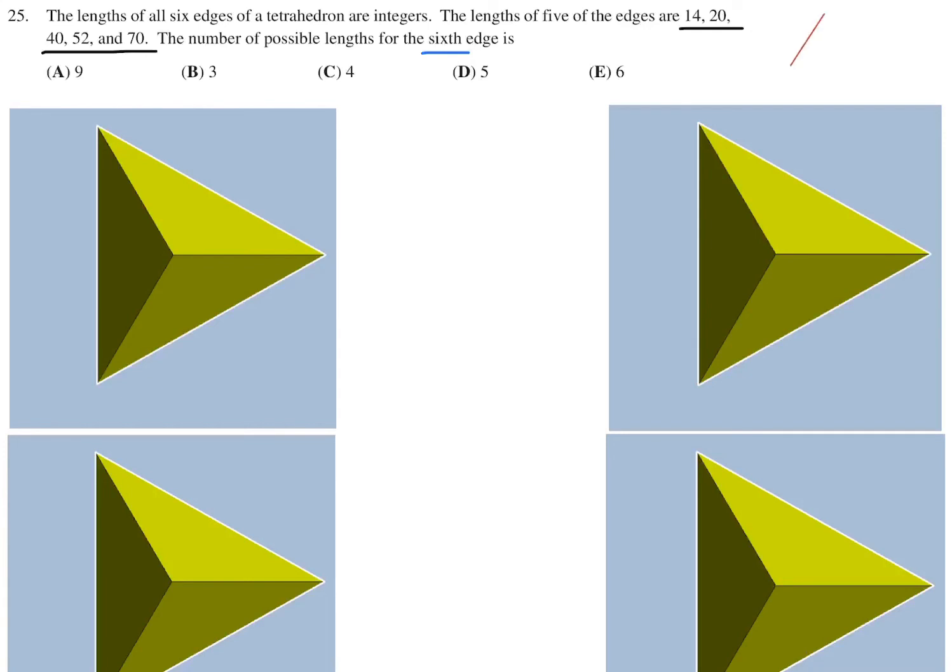So the first thing I want to mention is that if you have, let's say, any triangle like that, there's a fundamental rule that if this is A and this is B and this is C, where C is the longest side length, A plus B has got to be greater than C. Okay? So that's something you probably already know, but it's going to be used repeatedly in this question. So now, let's start with our first tetrahedron and figure out how to place these sides: 14, 20, 40, 52, 70.